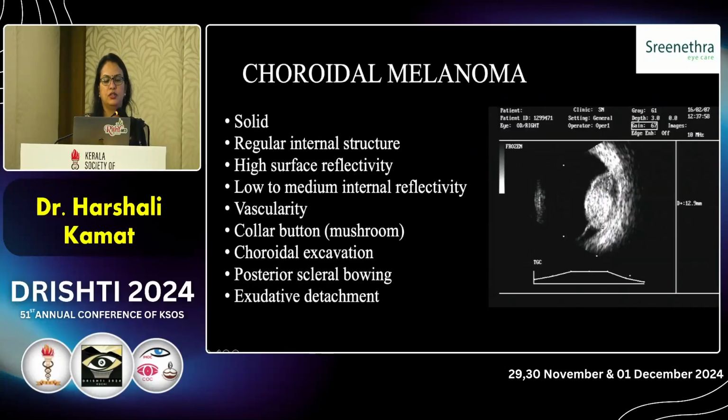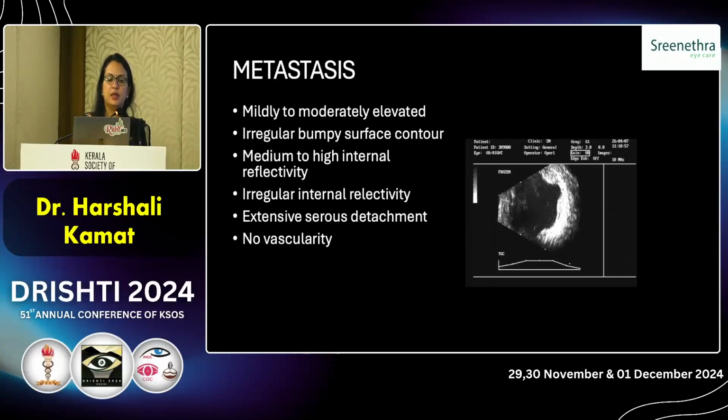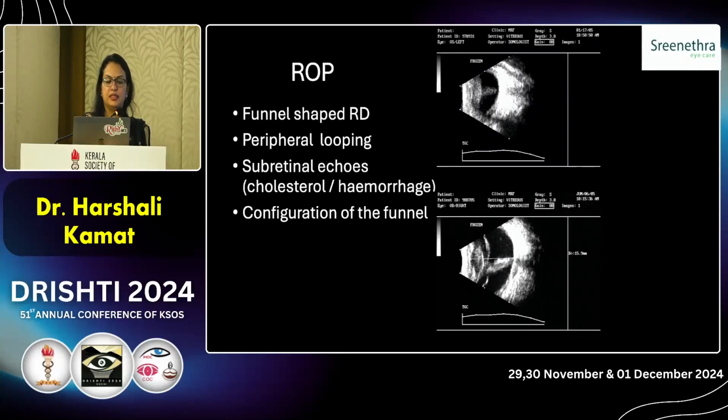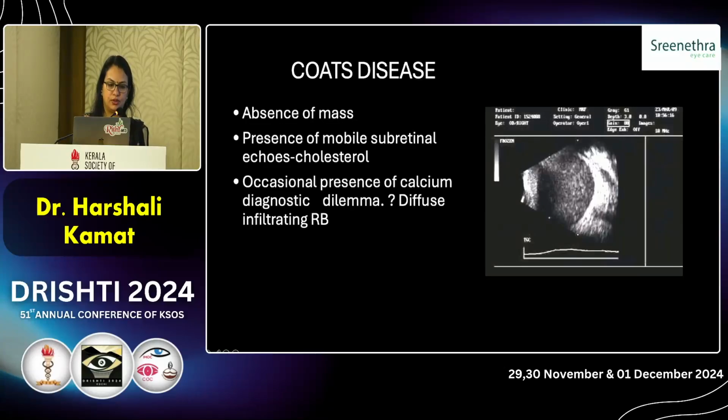Melanoma may have a collar button shaped appearance, and you may show choroidal excavation with scleral bowing. Metastasis may have a lumpy, bumpy appearance with exudative RD. Certain pediatric conditions: in advanced ROP with closed funnel, you may find this high reflective echo. There may be different types of configurations, such as anterior open or posterior open, which you need to document.